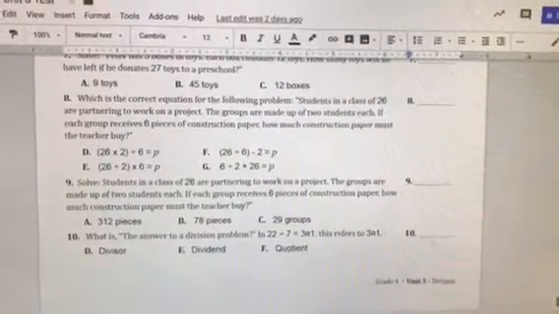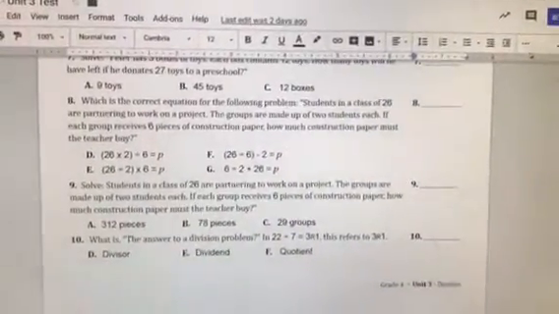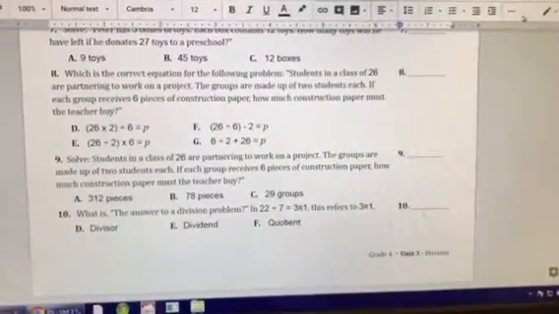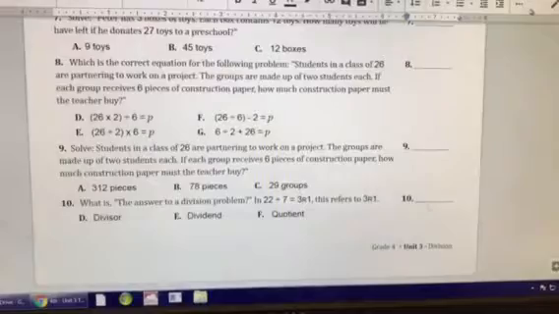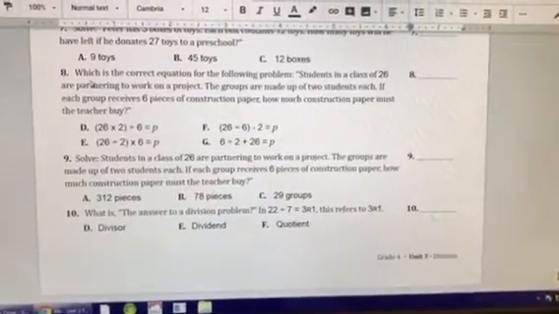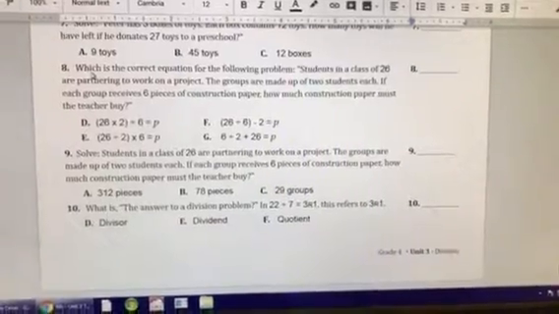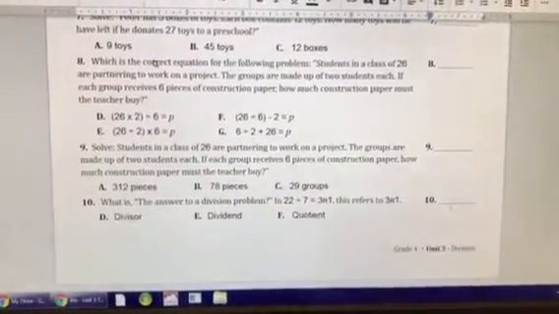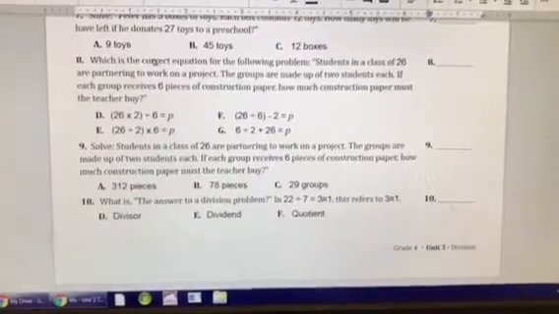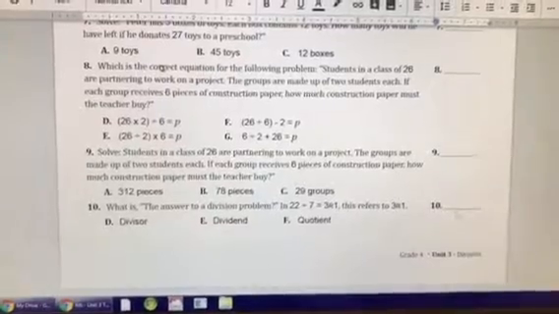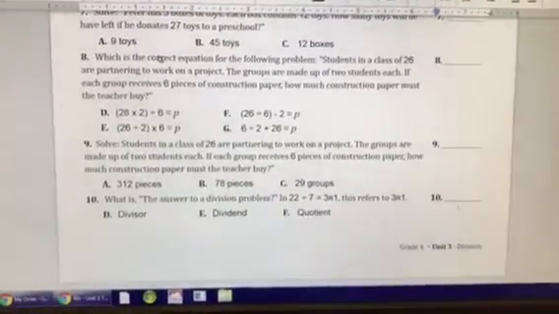Reviewing what we talked about in number 5, parentheses tell us which operations or part of the problem to do first. And this will come into play for this as well. So number 8, we have the problem: students in a class of 26 are partnering to work on a project. The groups are made up of 2 students each. If each group receives 6 pieces of construction paper, how much construction paper must the teacher buy?